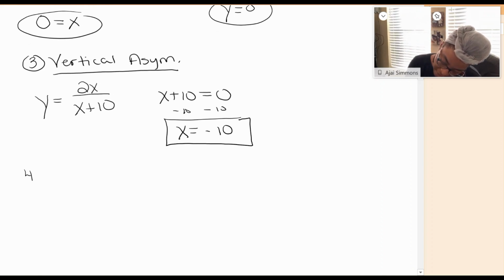Now I'm going to find the horizontal or oblique asymptote.